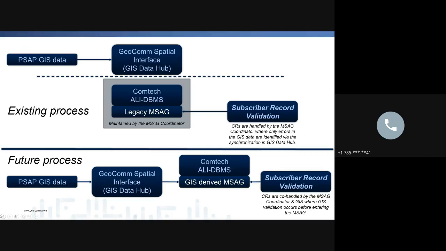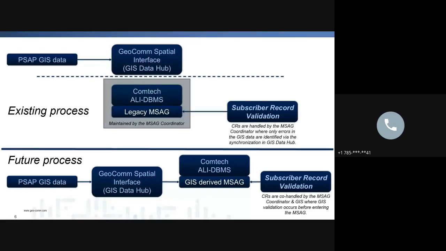So today the CRs are handled by the MSAG coordinator, where only the errors in the GIS data can potentially be identified via the synchronization in GIS Data Hub. So if there isn't a coordinated process between what changes in the MSAG and potential changes in the GIS, those databases can be very different from one another, and the goal is to get them aligned for that easy transition to I3 call routing.